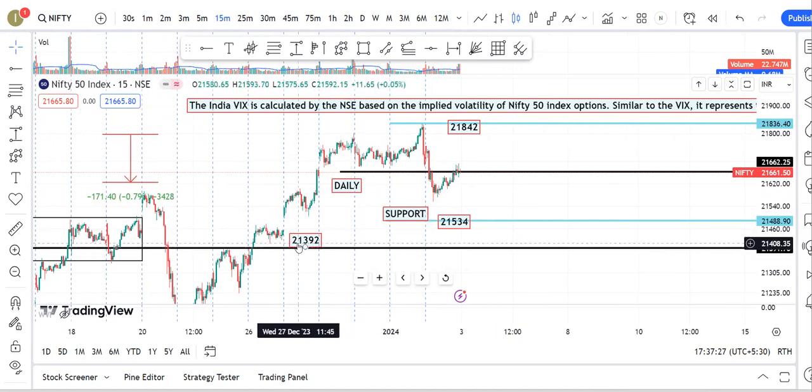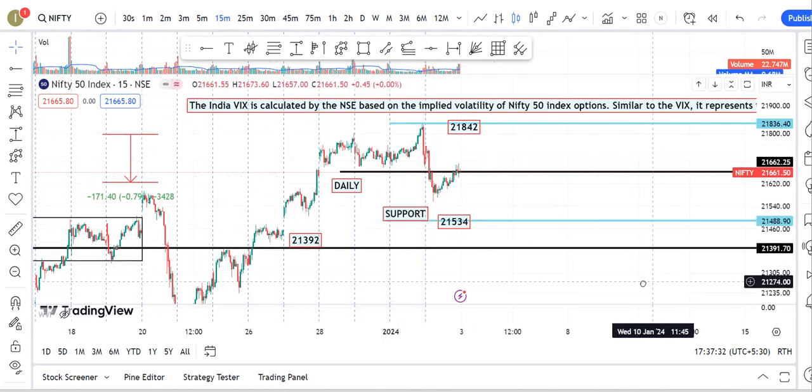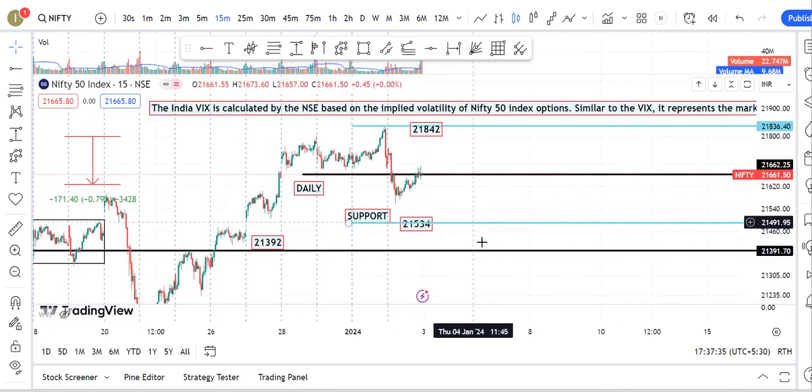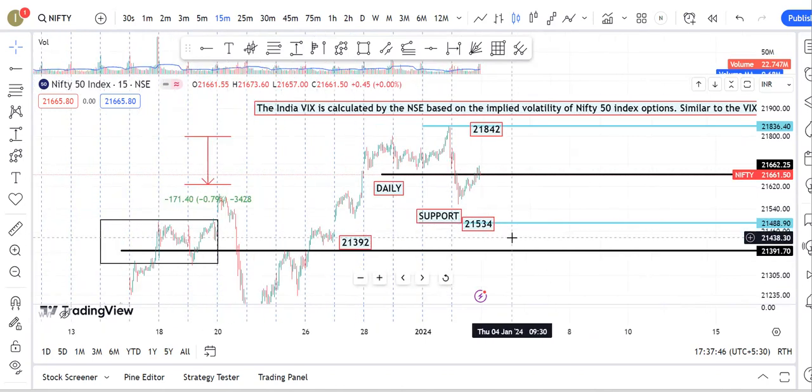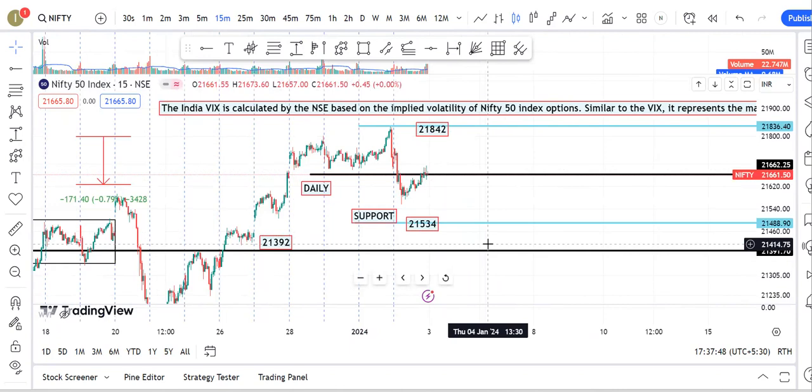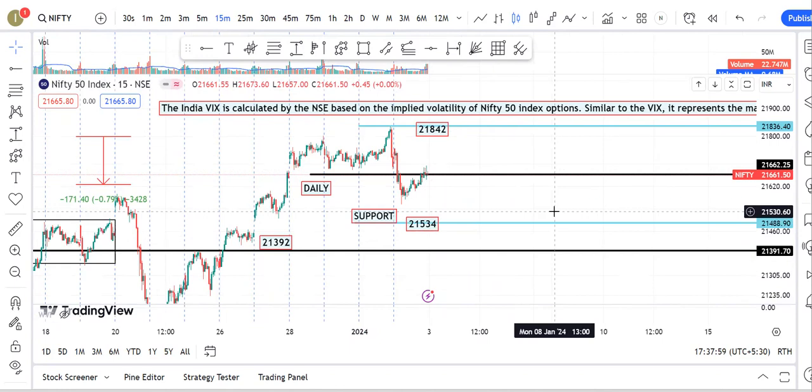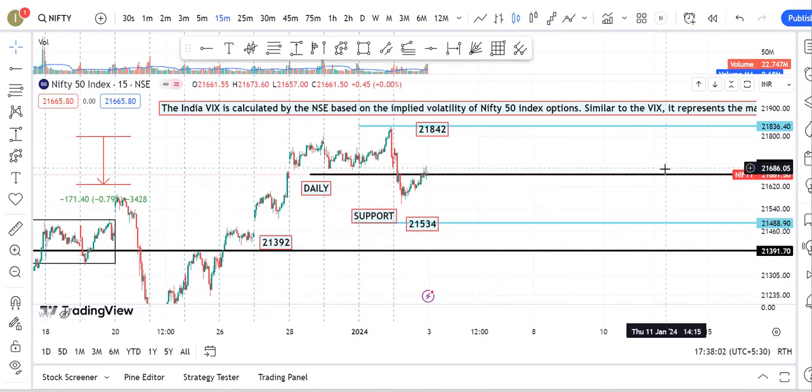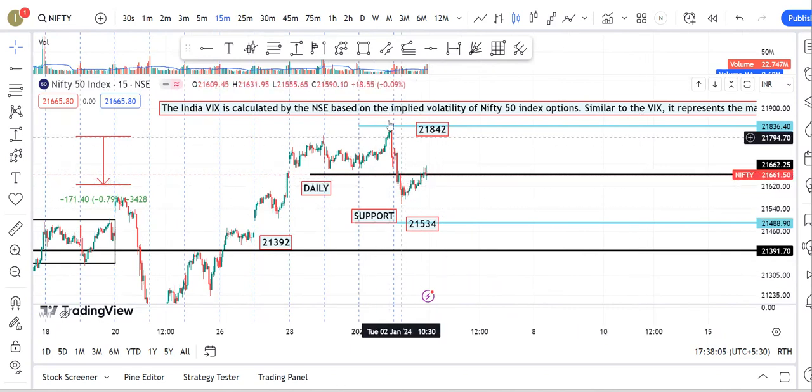That is 21,392. That is also based on the India VIX calculation. So like that, I'm marking two levels on the range. On the upside, my expectation is 21,000. This is one way of calculating and expecting the range in the market, 21,534 to 21,842. Another way of marking the support and resistance is based on the price action.